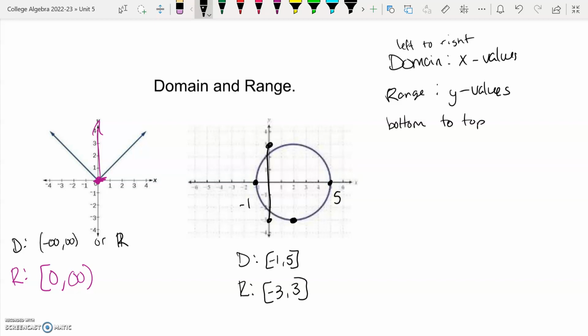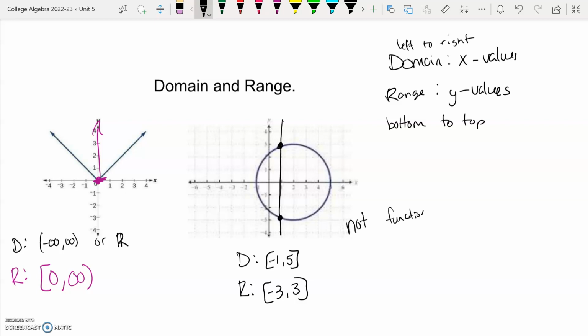All right. Also, they're going to ask you on the Hawks whether it's a function or not. So to determine whether it's a function or not, you do the vertical line test. So if I draw a vertical line, it should only hit the graph once. So this one would not pass the vertical line test, because it hits it twice.